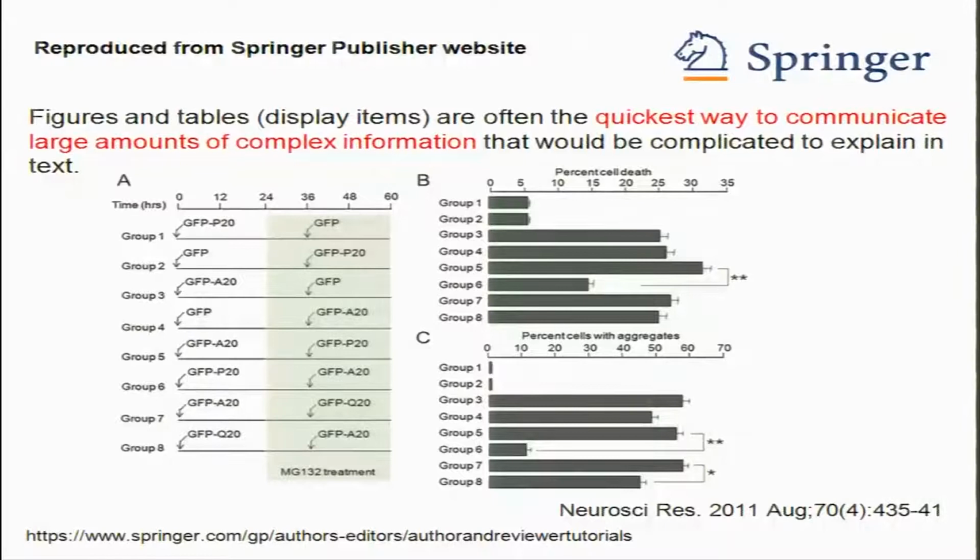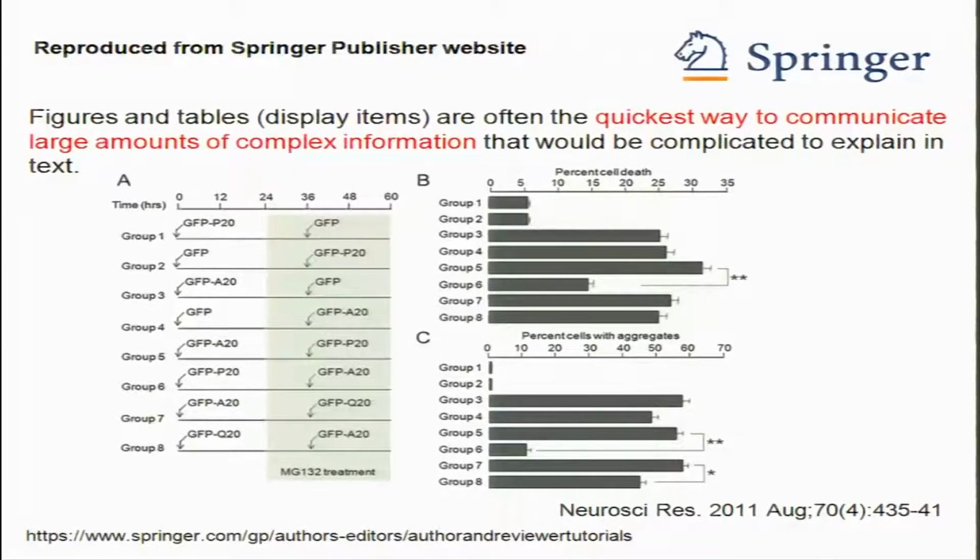Now, this is your experimental setup, your approach, there are different groups. Now, you are going to talk about the outcome of each experiment with reference to, for example, whether the cell survived or not. For example, percent cell death, that is what is shown in B, and then C talks about percent cells with aggregates, certain aggregates that are present in the cell. These are 2 different data points for each one of the 8 groups that are shown here.